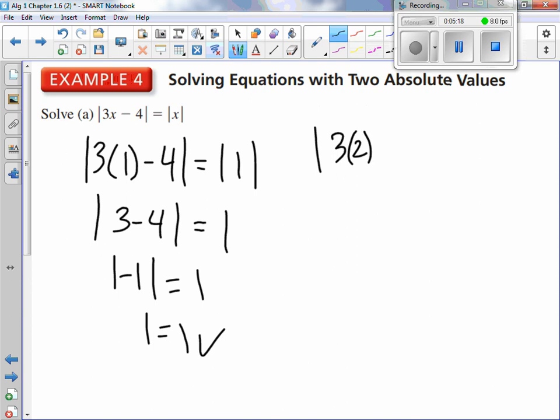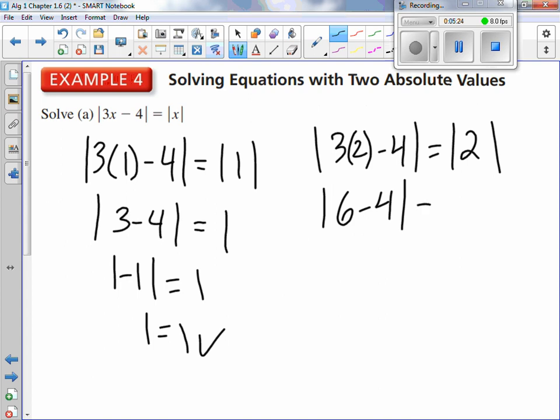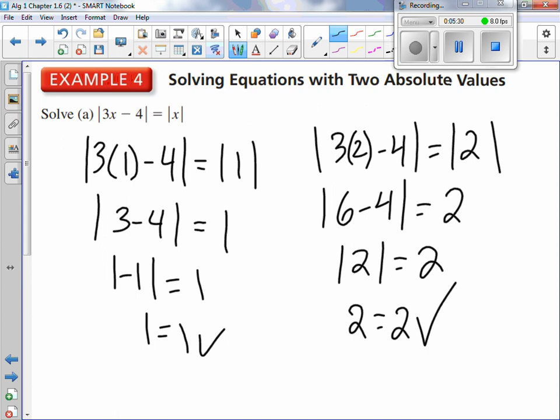And we could do the same thing with 2. 3 times 2 minus 4 is equal to the absolute value of 2. 3 times 2 is 6. It works out, both of these work. If we plug them back in, they will both give us a true statement. Questions on this here? Not too bad?